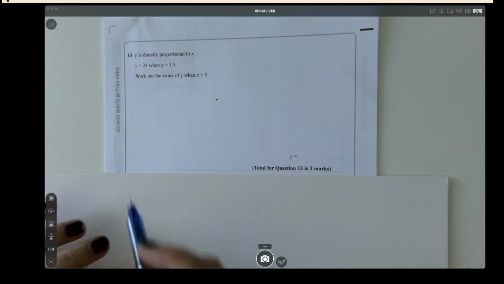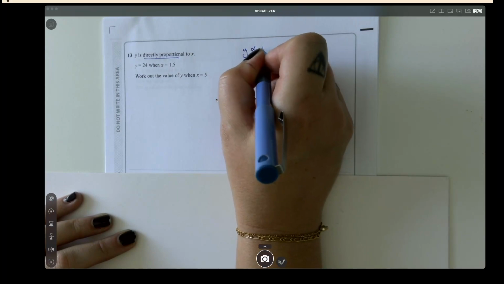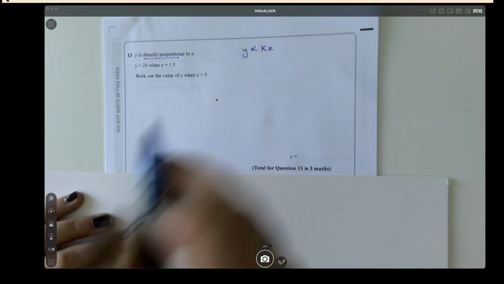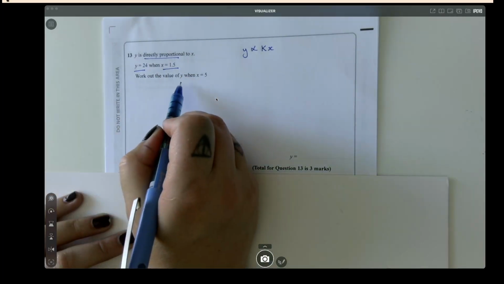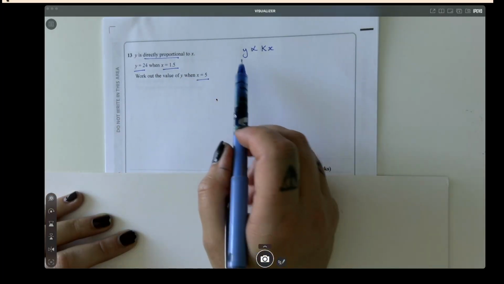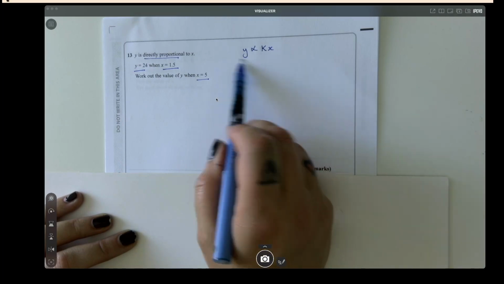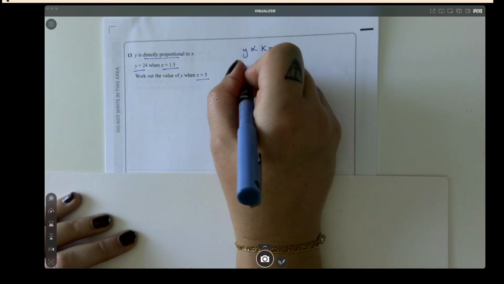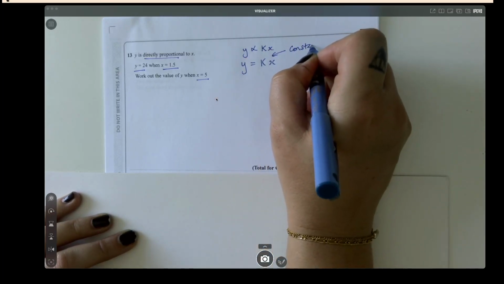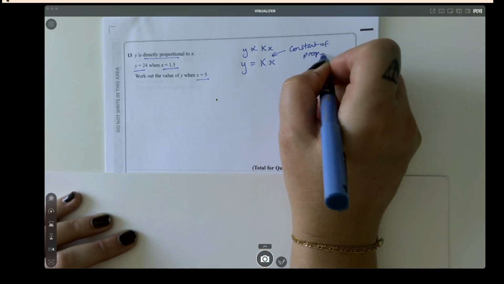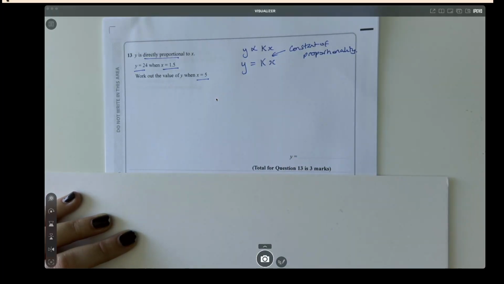Question 13, y is directly proportional to x. Y is 24 when x is 1.5. Work out the value of y when x equals 5. So this is the y is directly proportional to x general form. So we can also say that y equals kx, k being the constant of proportionality. So we need to work out what k is to be able to do anything else with this problem.